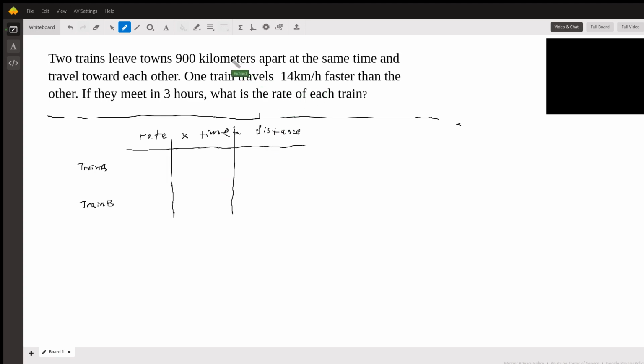Okay, so 900 kilometers apart at the time that they both leave and travel toward each other. I'm not going to put that in the table yet because all I have in the table are entries for each particular train. Well, train A, let's say, is 15 kilometers faster than train B. So if train B were R, this would be R plus 14. So that takes care of the rate, and they meet in 3 hours. So the time elapsed is going to be 3 for both trains because they are each traveling for 3 hours before they meet.